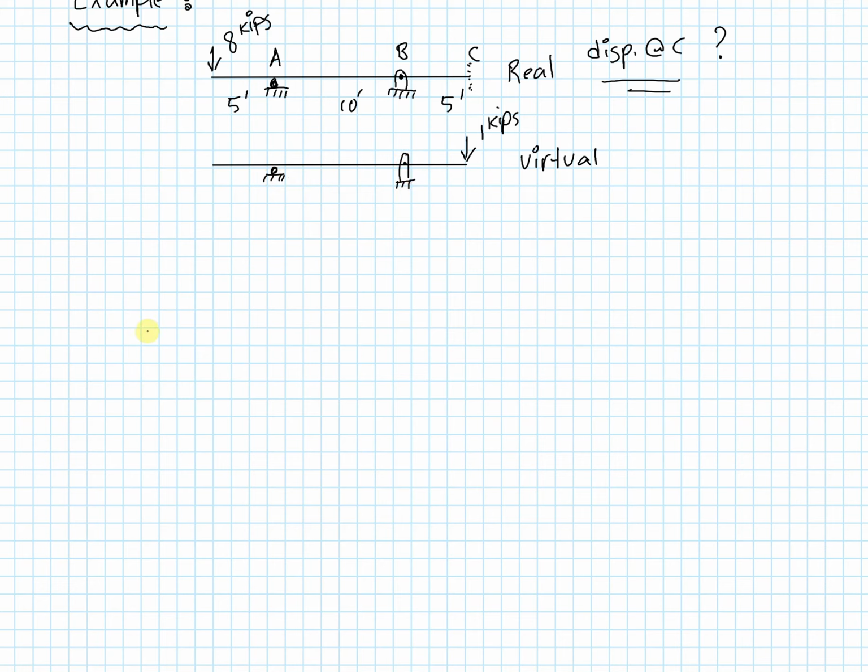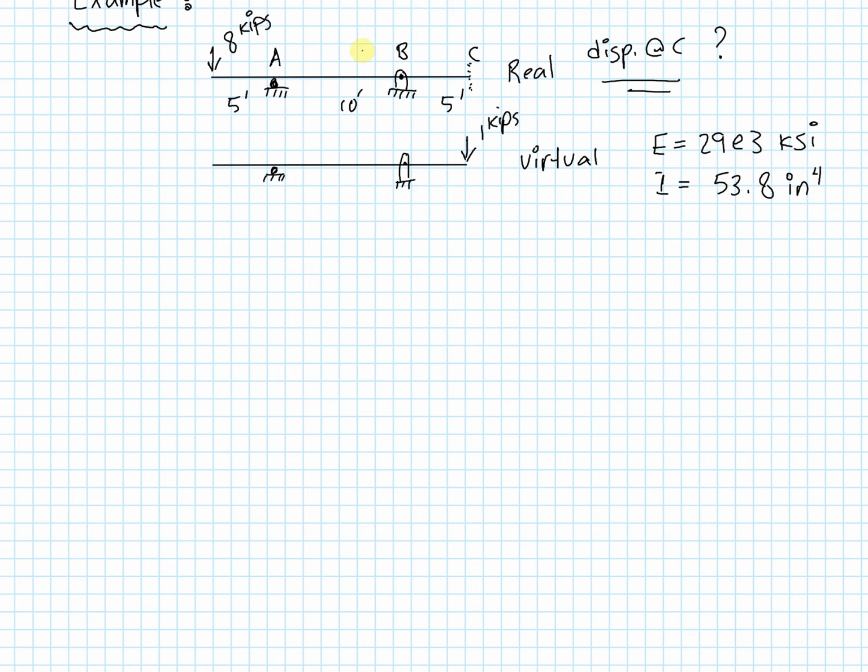There it is. And we're told that the elastic modulus is 29 times 10 to the power 3 ksi, kips per inch squared, and the moment of inertia, 53.8 inches to the power 4.